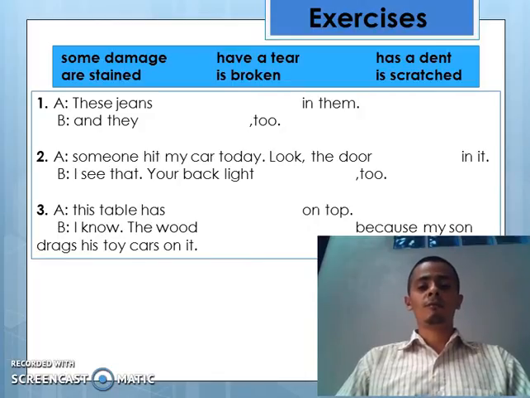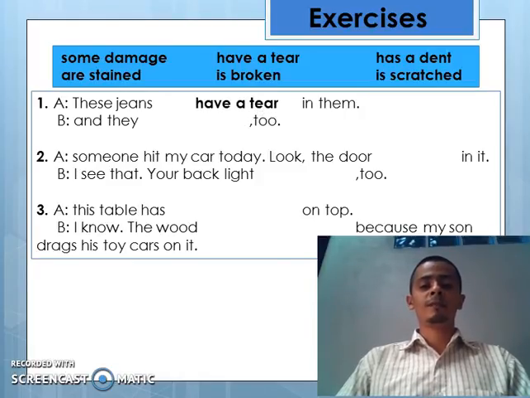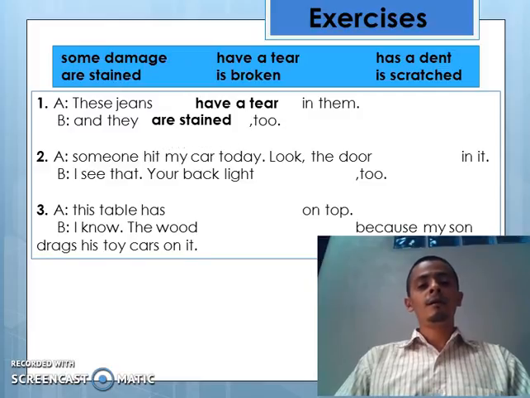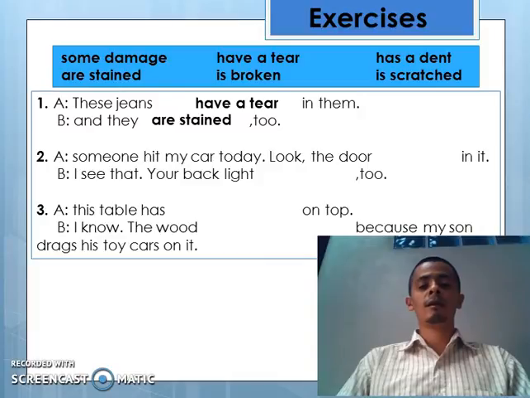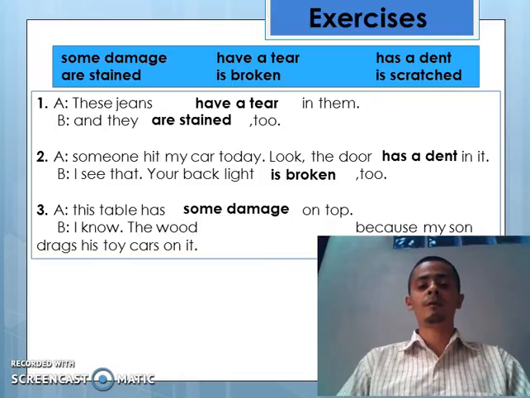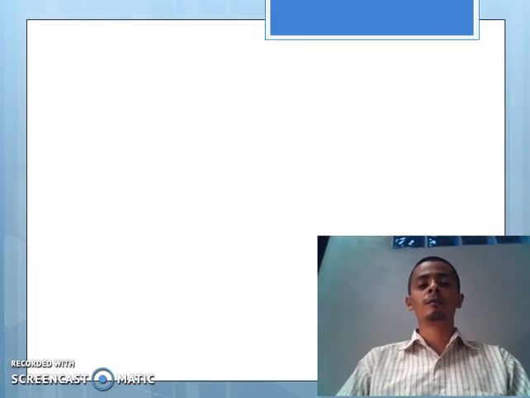Let's see the correct answers, and for conversation number 1, letter A, these jeans have a tear in them. Letter B, and they are stained too. Conversation number 2, letter A, someone hit my car today. Look, the door has a dent in it. Letter B, I see that your backlight is broken too. Conversation number 3, letter A, this table has some damage on top. Letter B, I know the wood is scratched because my son dragged his toy cars on it.